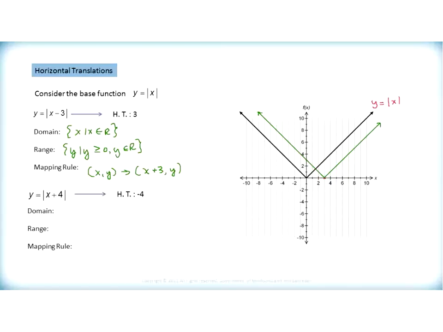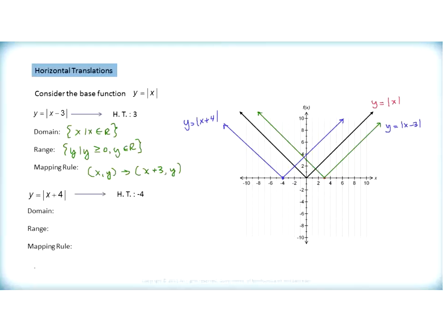I sketch a graph by moving the base function 4 units to the left. Let me do that. Simply move my graph 4 units to the left. And here's what my graph will look like. Something like that. There we go. So there's the graph. Move 4 units to the left. So this graph here is y equals the absolute value of x. The last graph that I drew was y equals the absolute value of x plus 4. Horizontal translation of 4 units to the left.